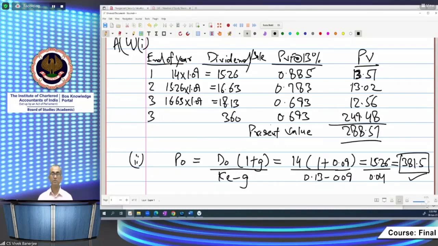The second part of the question is very simple, because in the question it is clearly given that the dividend at growth rate 9% will continue indefinitely. The simple dividends constant growth rate model will be used.